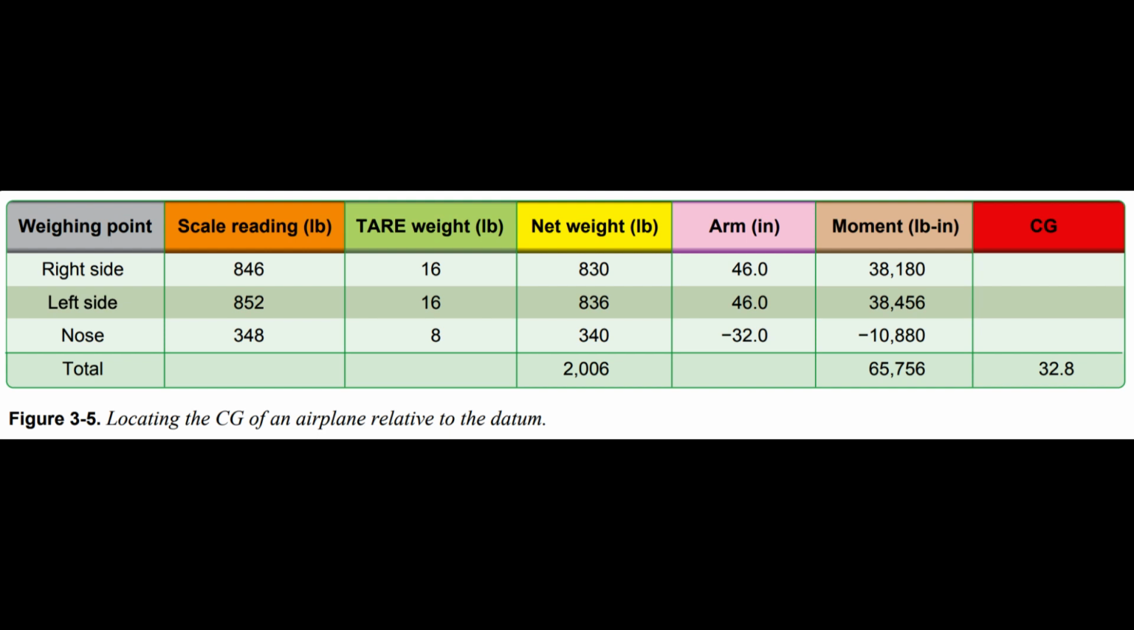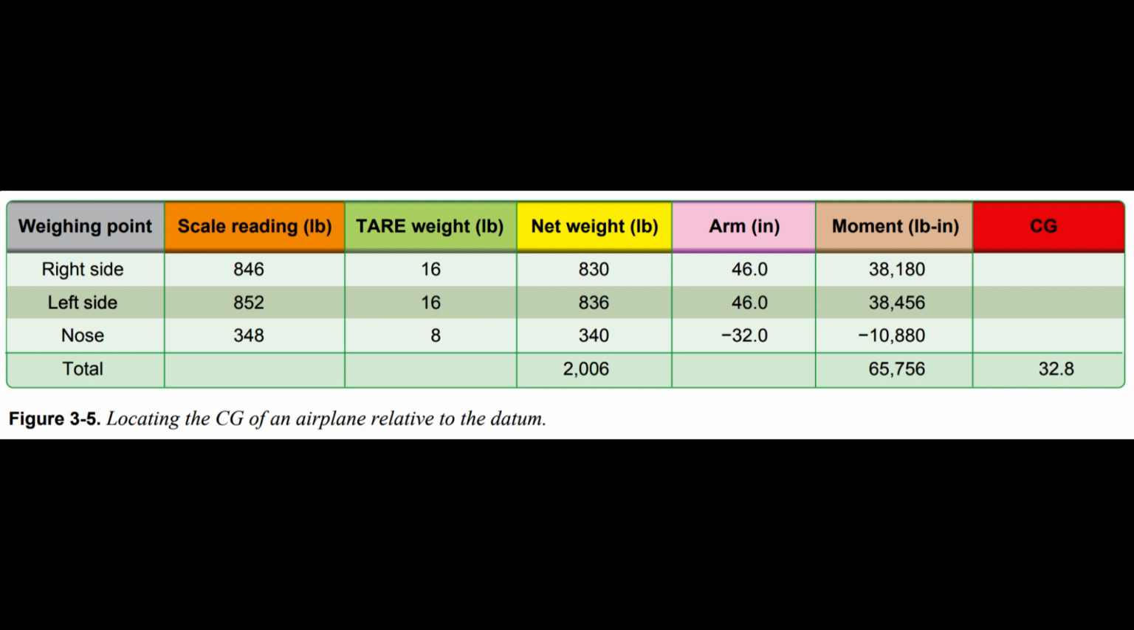These lines and marks on the floor allow accurate measurements between the datum and the weighing points to determine their arms. Determine the CG by adding the weight and moment of each weighing point to determine the total weight and total moment. Then, divide the total moment by the total weight to determine the CG relative to the datum.